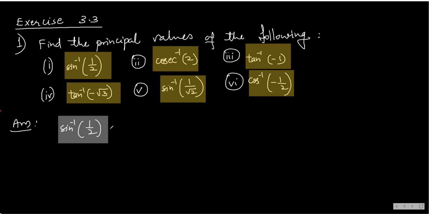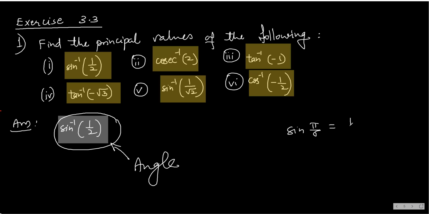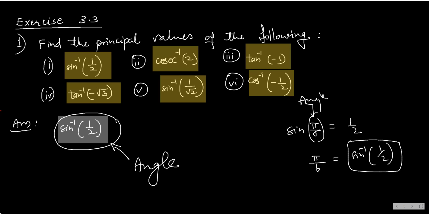I repeat, what is this? This whole thing is an angle. You don't believe it? Check this. What is sine pi by 6? Sine pi by 6 is 1 by 2. Now tell me, what is pi by 6? Is it not an angle? Yes, it is an angle. So as you have pi by 6 angle, the next step, wouldn't you write pi by 6 as sine inverse 1 by 2? So what is sine inverse 1 by 2? It is pi by 6, which is an angle.